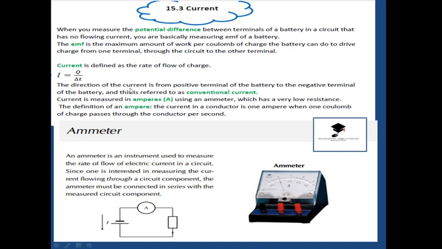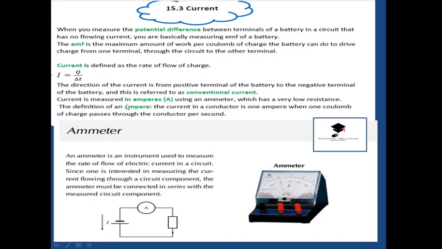So that's why we have defined it as the rate of flow of charges. Now the direction of a current is from the positive terminal of the battery to the negative terminal of the battery. This is what we refer to as a conventional current. So always the direction goes from the positive terminal of a battery to the negative terminal of a battery.